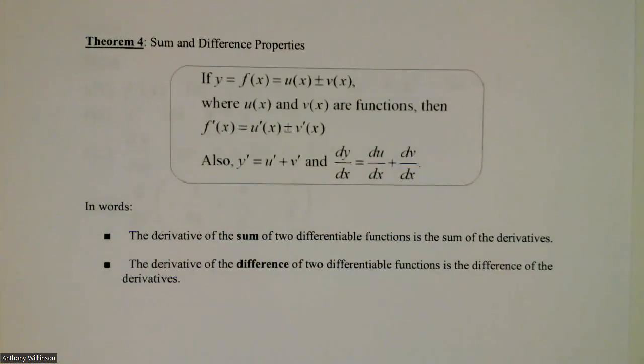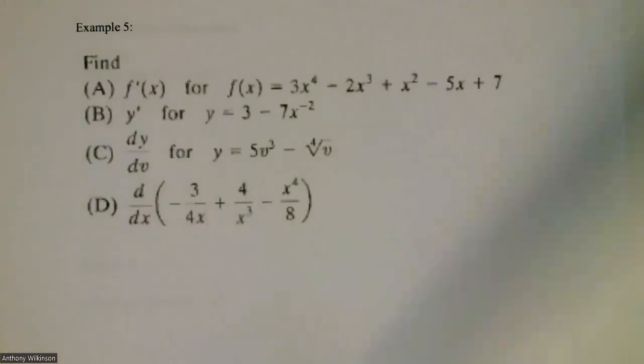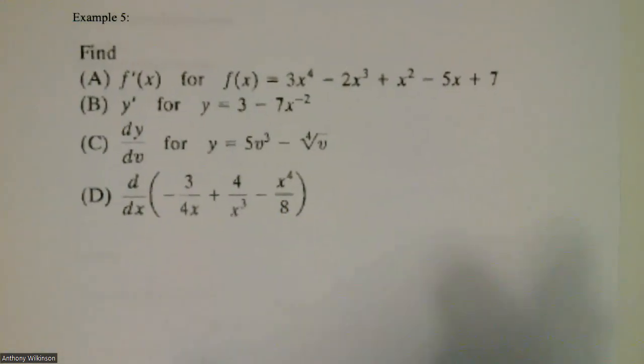Okay. In other words, the derivative of the sum of two differentiable functions is going to be the sum of its derivatives. And the derivative of the difference of two differentiable functions is the difference of their derivatives, okay? So like in these examples that I have here, we're going to start off with part A. We got f of x is equal to 3x to the fourth minus 2x cubed plus x squared minus 5x plus 7. And here I want to find the derivative of that.